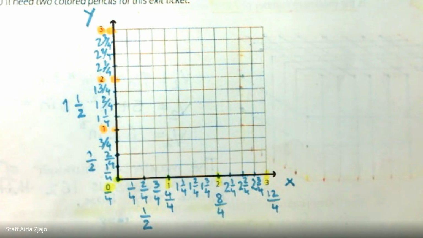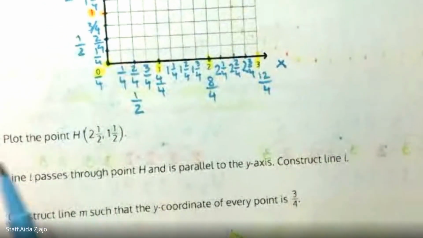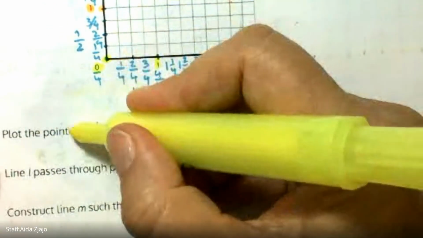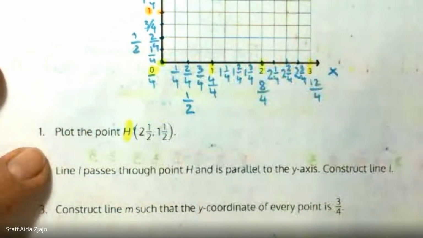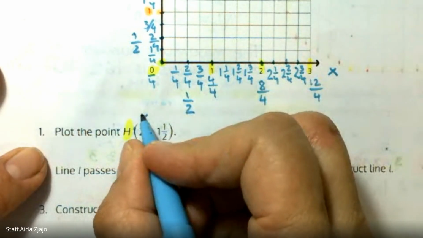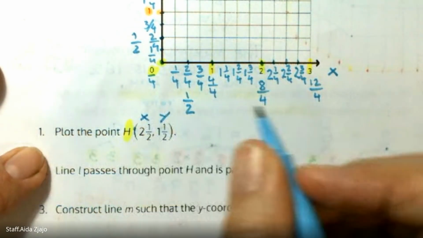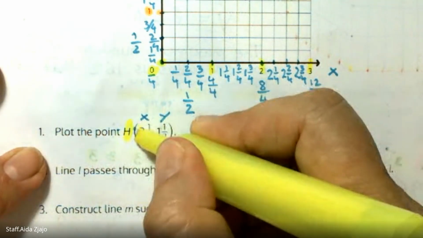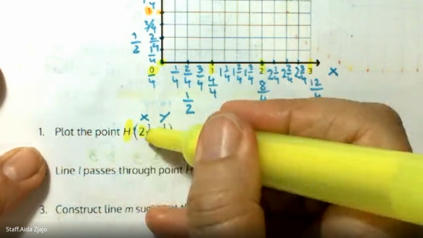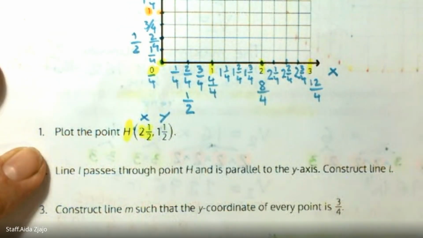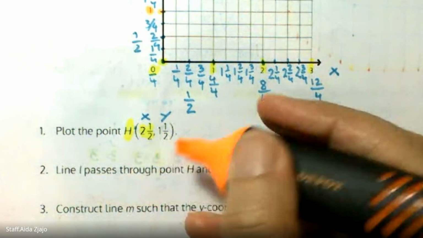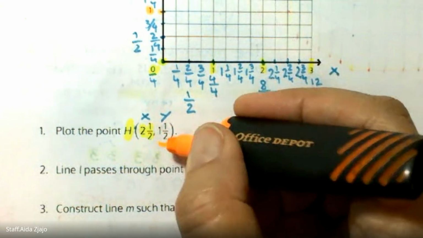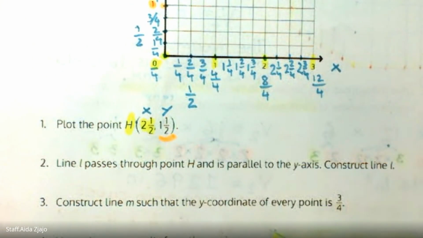So let's see what they're asking us to do. Number 1, plot the point H. That coordinate pair is X. I always put X and I also put Y above. So X is 2 and 1/2. And Y is 1 and 1/2. That is the difference between X and Y.